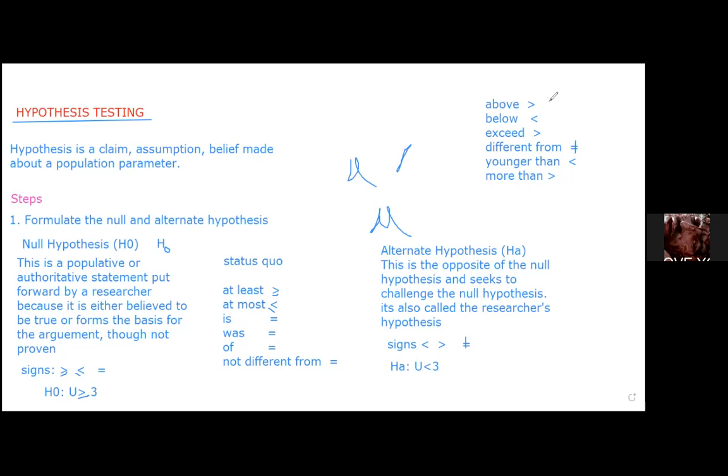So if I get a sign like greater than, what will be the opposite of greater than? Who can tell me? What will be the opposite of greater than? Less than. Less than or equal to. But the opposite of greater than is not less than. The opposite of greater than is less than or equal to.